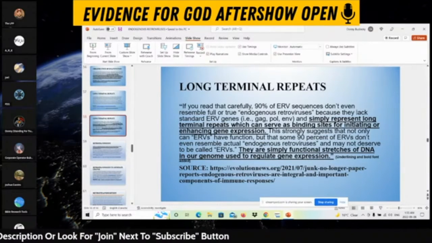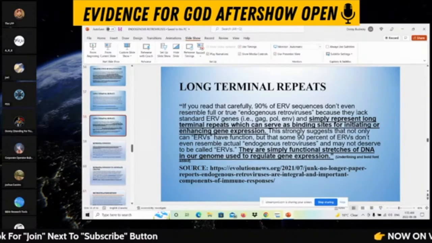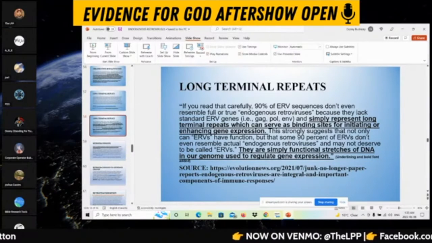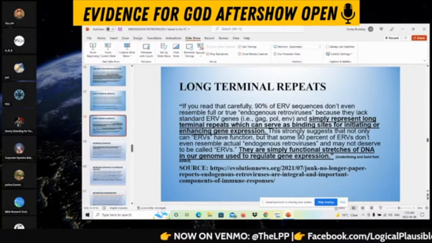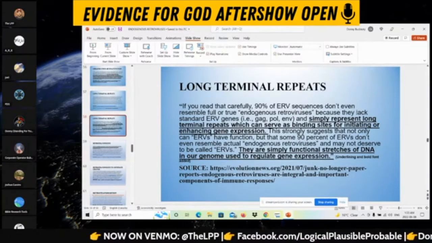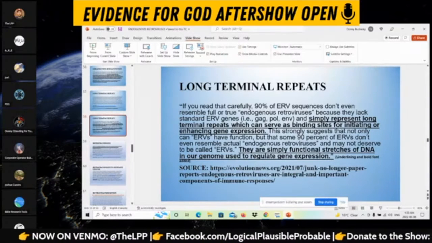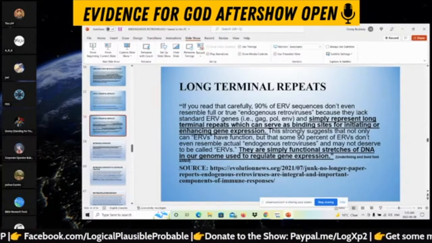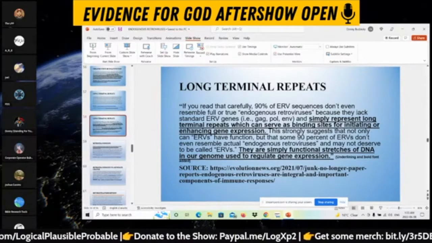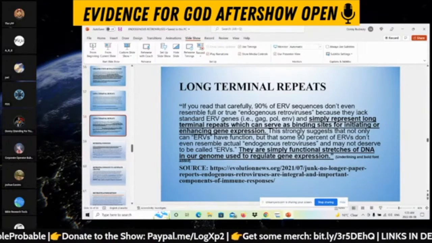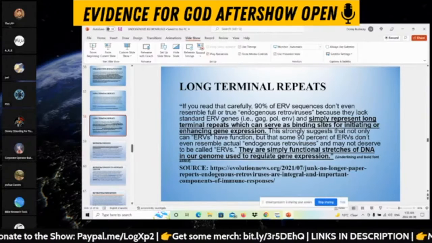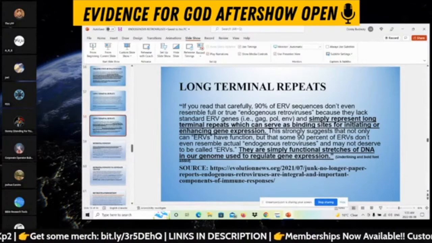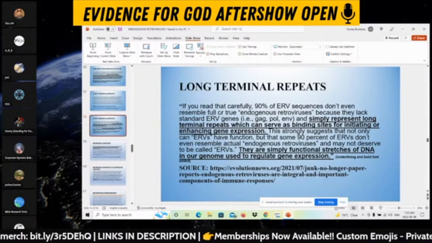So most of the so-called shared sequences, because it's not just like 100, it's thousands, but we're not looking at full ERV sequences. And what I mean by full is you have the host genome, and then right there, you got the LTRs, the GAG-POL, the ENV. What we see is a lot of solo LTRs. Notice this slide. If you read that carefully, 90% of ERV sequences don't even resemble full. This is what you're talking about, Andrew.